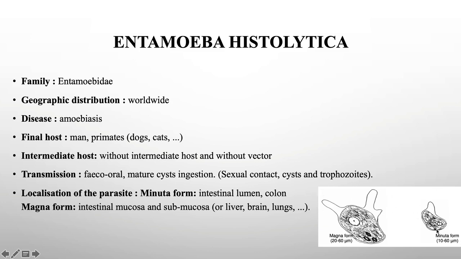The minuta form I can find in the intestine and colon only. But how about this one? This one is so dangerous, guys. It can transmit to other organs. It has the ability to invade other organs. For example, I can find the magna form in the intestinal mucosa, liver, brain, even lungs.